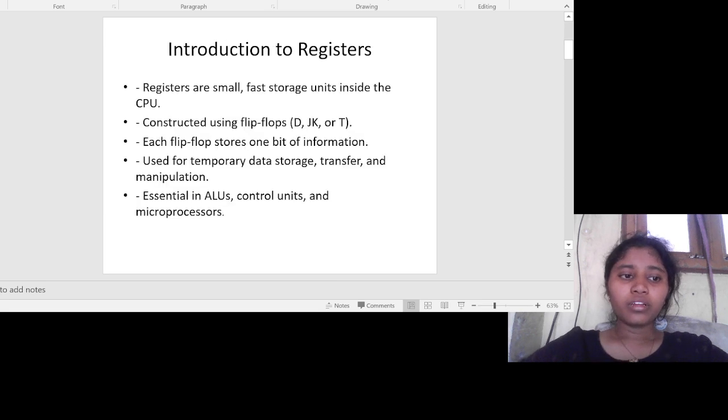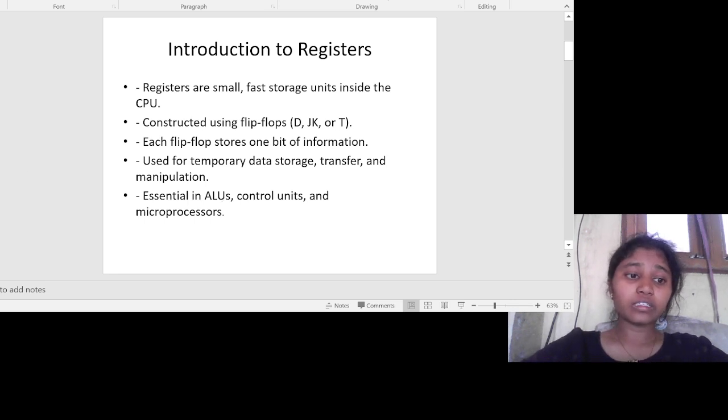Registers are small and fast storage units inside the CPU. They are constructed using flip-flops like D, J, K, T. Each flip-flop stores one bit of information. They are used for temporary storage, transfer, and manipulation. These registers are used in the ALU, control units, and microprocessors.